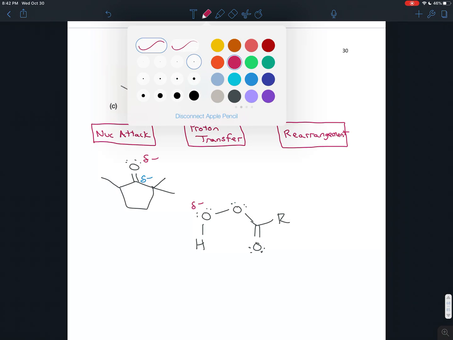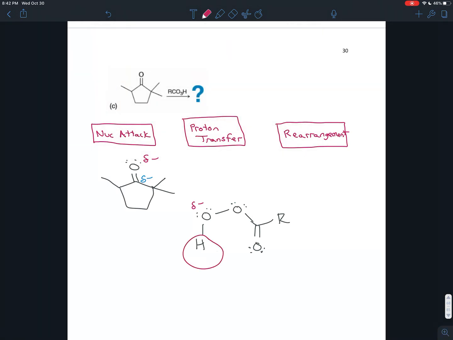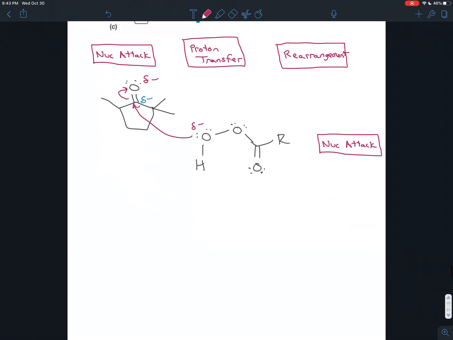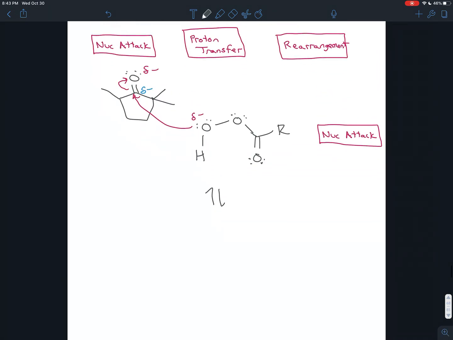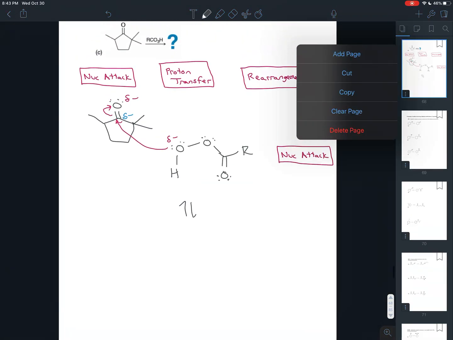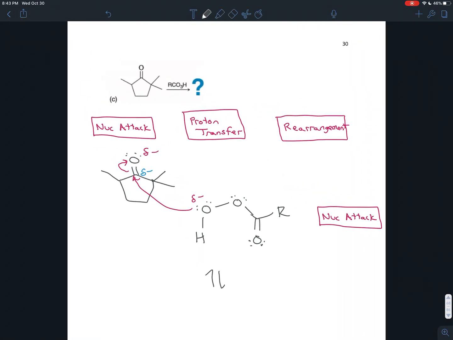And this oxygen on the end is slightly negative, and it's the least crowded oxygen because it only has a hydrogen, which is a small atom, on one side. So that can swoop in, attack the carbonyl carbon, the pi bond breaks, and the electrons go to the most electronegative thing nearby, which is that oxygen. So that is a nucleophilic attack.